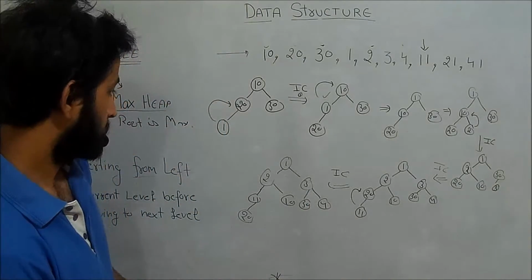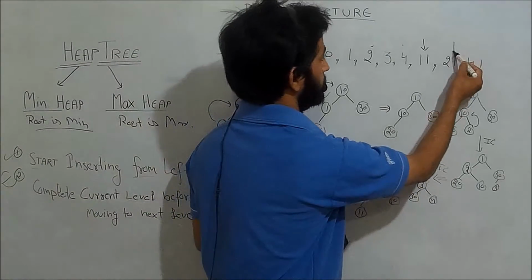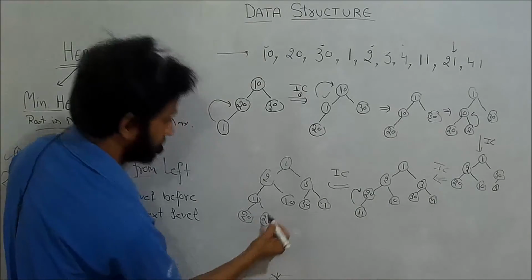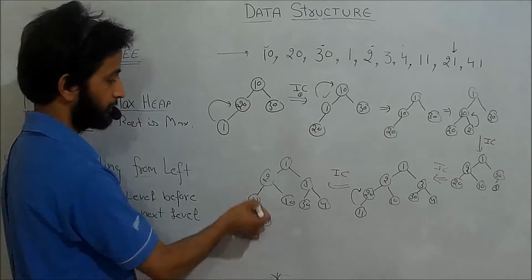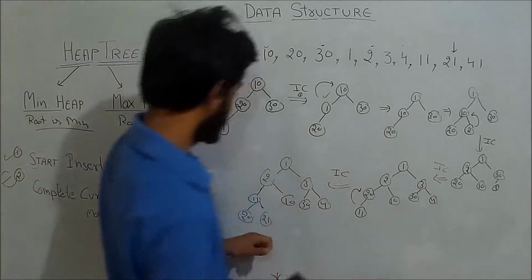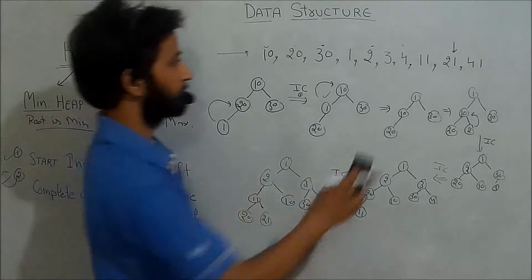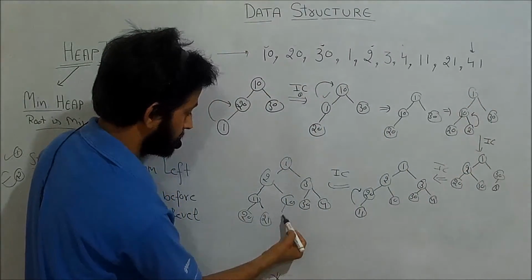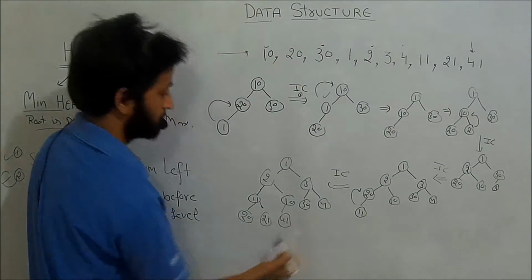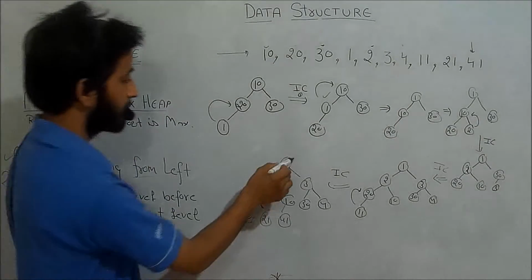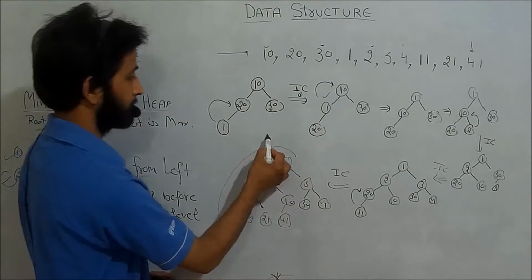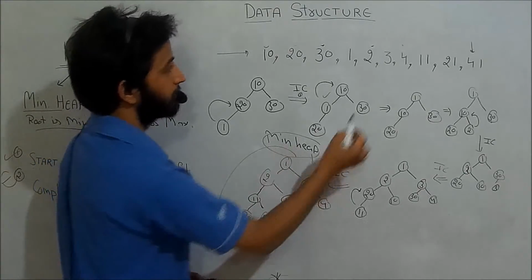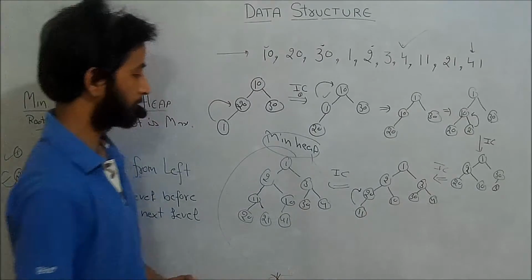Okay, so after 11, the next element is 21. 21 will be inserted to the right of 11, and it is okay because 11 is minimum compared to 21, so it is okay for that. Next is 41, so 41 will be inserted at this position. Okay, so this is the resultant min heap for the given input.